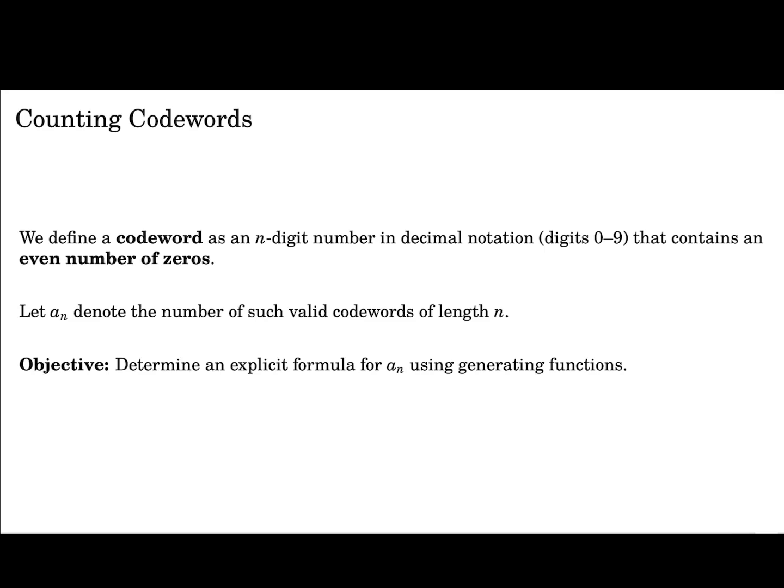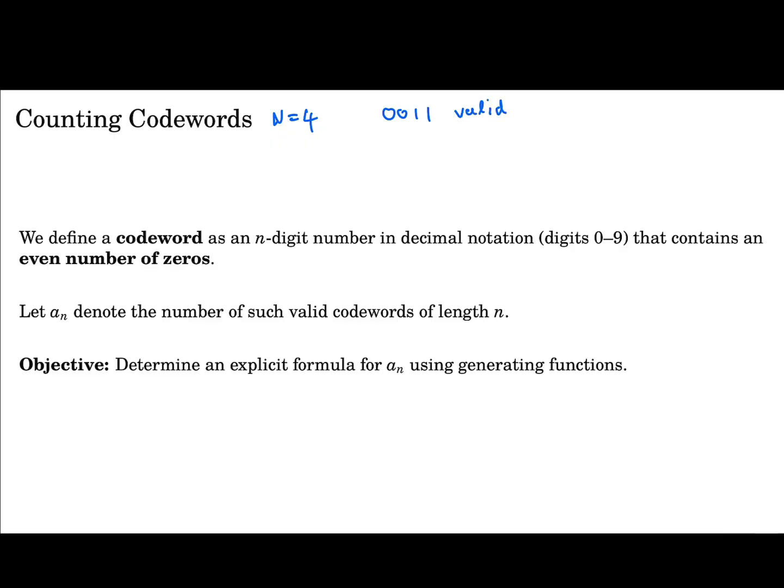We define a code word as an n-digit number in decimal notation, so we're using digits from 0 to 9, that contains an even number of zeros, right? So for example, if n is equal to 4, so 4-digit, if you do 0, 0, 1, 1, this has an even amount of zeros.